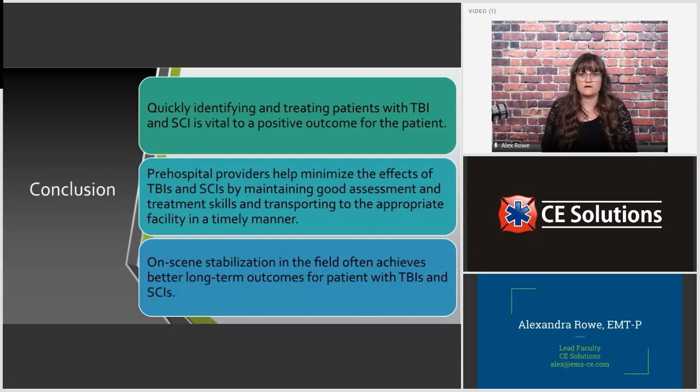Conclusion to this section. Quickly identifying and treating patients with traumatic brain injuries and spinal cord injuries is vital to a positive outcome for the patient. Pre-hospital providers can help minimize the effects of TBIs and SCIs by maintaining good assessment and treatment skills, and then transporting them to an appropriate facility in a timely manner. If we're able to complete on-scene stabilization, and then treat them appropriately, get them to a good center, usually these patients will have better outcomes if they have TBIs or SCIs.